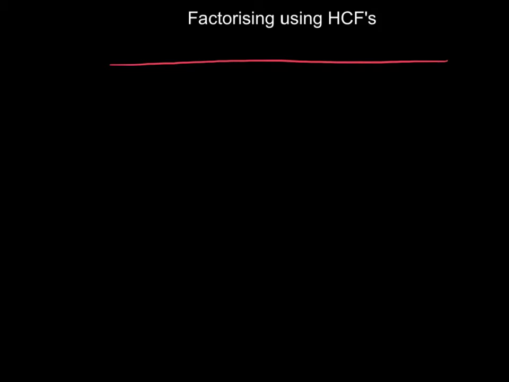Okay, factorising using highest common factors. The first thing we do when we start factorising is look for the highest common factor which goes into every term. So if I have 3, 4, 5, 6, 7, 8 terms, it doesn't matter. You just want to see if there is a number that goes into all those terms.